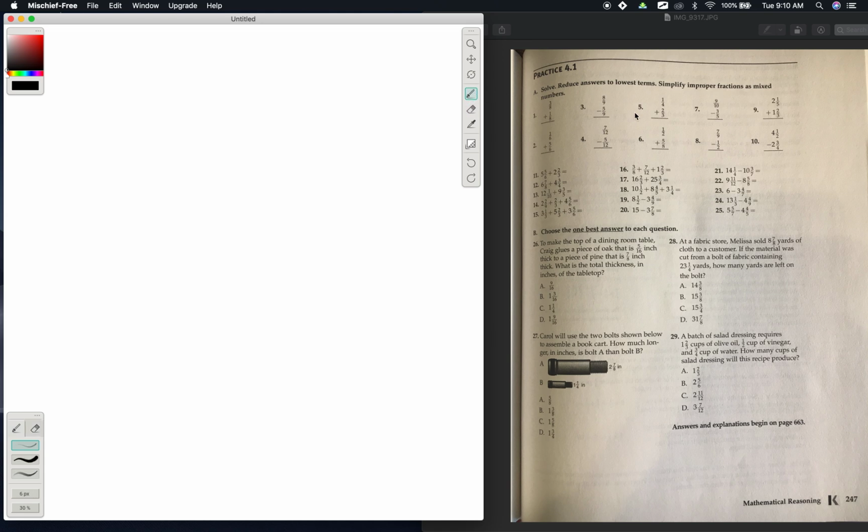Okay, so number, I believe it did, yep, number 8. So 7 over 9 minus 1 over 2, which is a half. So let's see. Need to change these unlike denominators into common denominators.